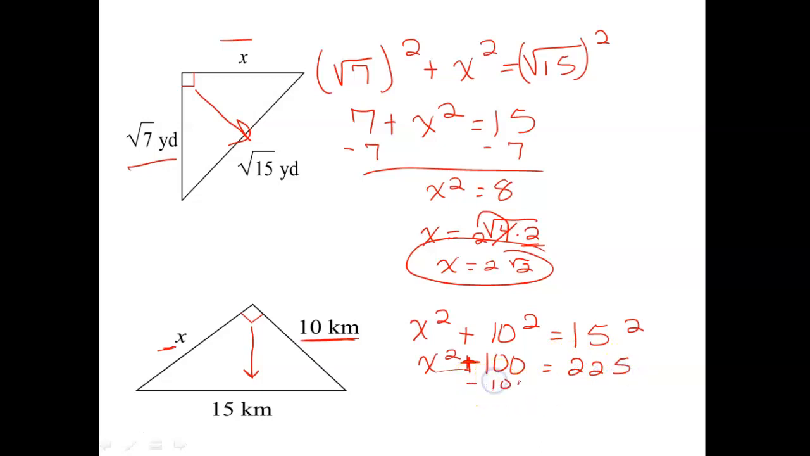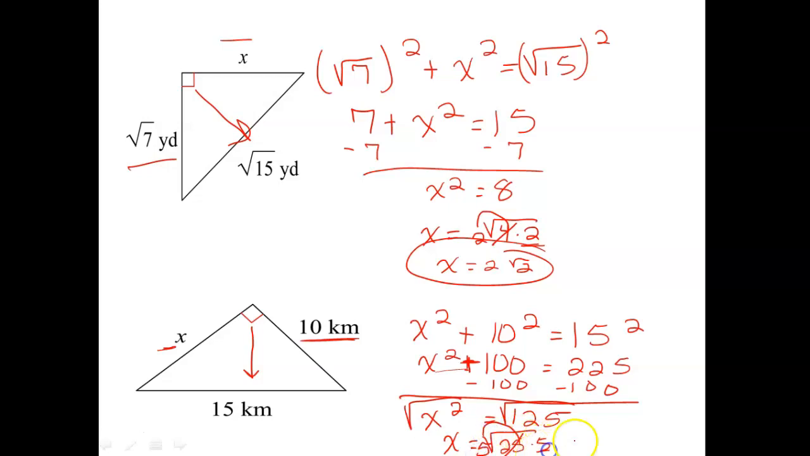When I subtract 100 from both sides, I get x squared equals 125. I take the square root of both sides, and I get x equals... 125 is not a perfect square, but 25 does go into 125. 25 times 5. The square root of 25 is 5, and what's left behind? 5. So x equals 5 root 5.